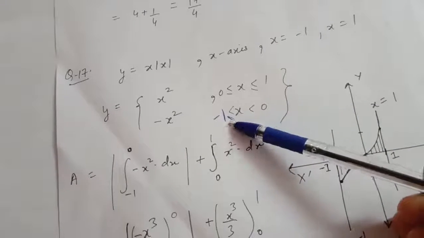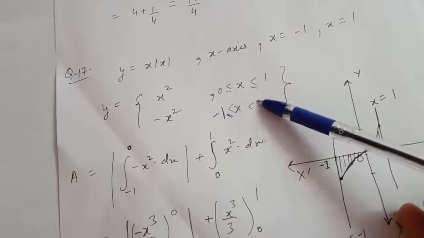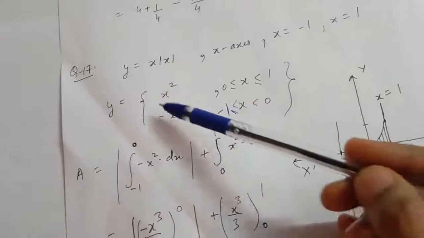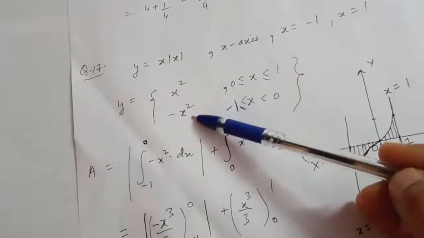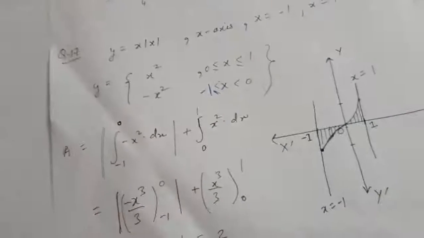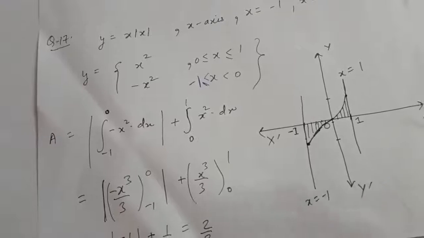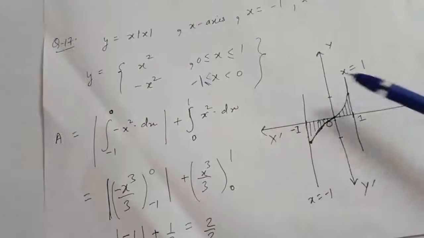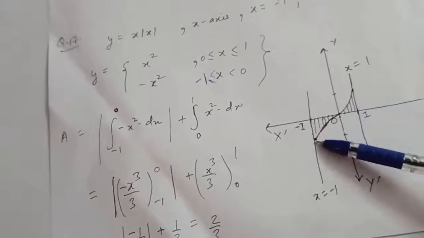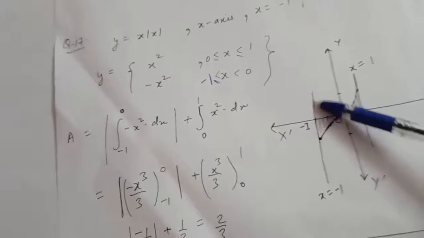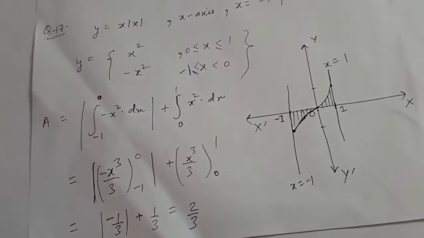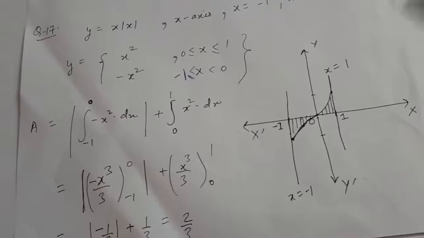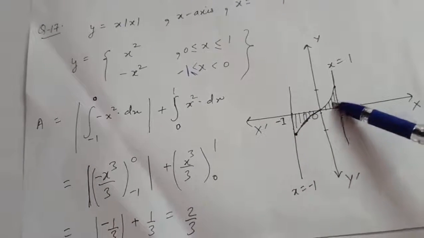So when x is greater than -1 and less than 0, the value of modulus x will be -x, and x into -x will be -x square. So take some points and draw the graph of these functions. It will be something like this, right? Now this is the line x equal to -1, this is the line x equal to 1, and this is the x-axis. So we have to find the area of the shaded region, this and this.